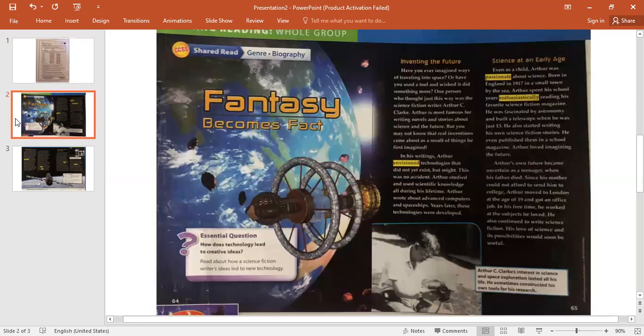Now on page number 64, we read the biography, Fantasy Becomes Fact. So you can go ahead and pause the video and get out your reading writing workshop textbook for the text to be clearer. So Fantasy Becomes Fact gives us information about how technology leads to creative ideas.